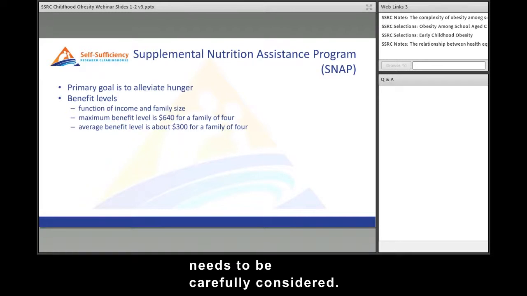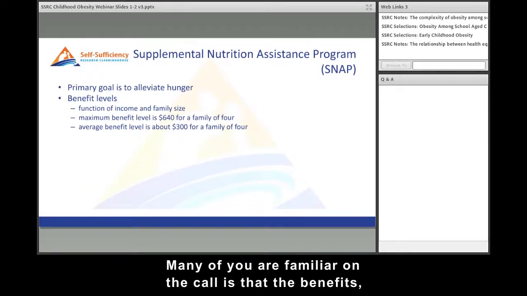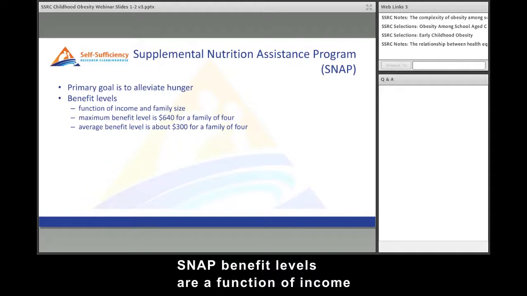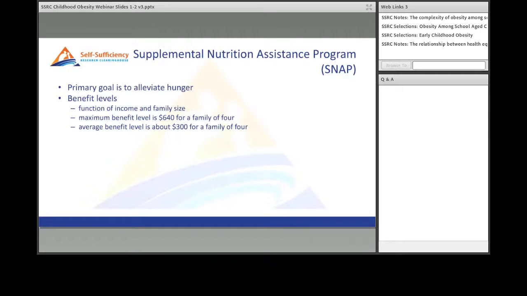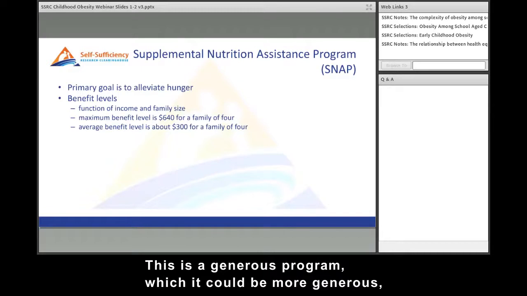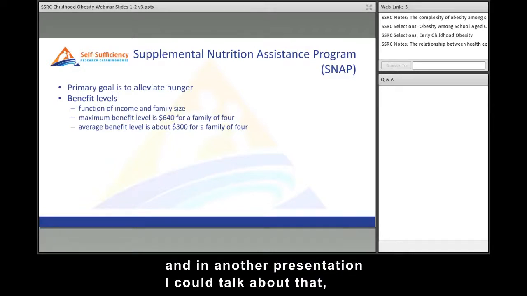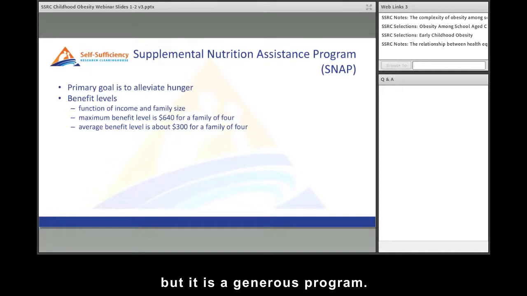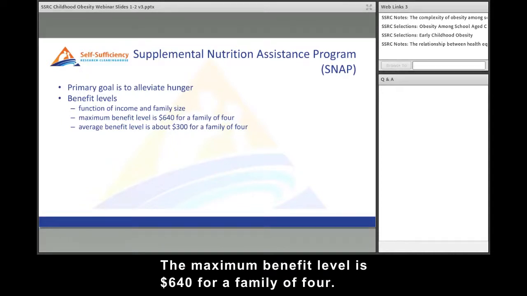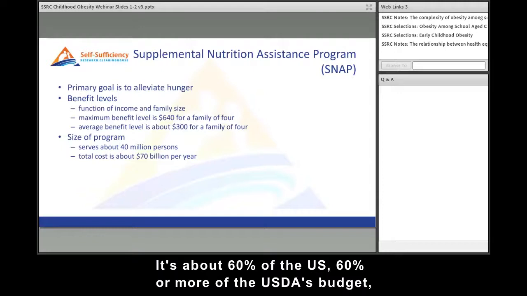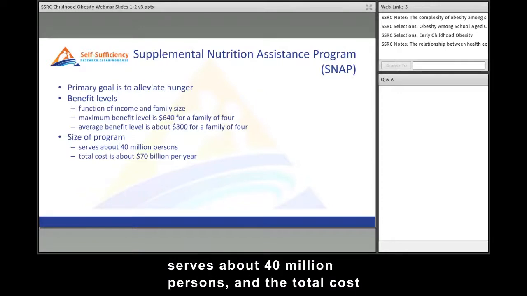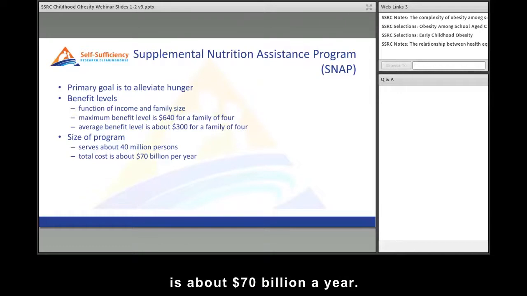Now, many of you on the call are familiar that SNAP benefit levels are a function of income and family size. As people's income increases, their SNAP benefits fall, and as their family size increases, so too do their benefit levels. This is a generous program, though it could be more generous, and in another presentation I could talk about that, but it is a generous program. The maximum benefit level is $640 for a family of 4, so families are getting quite a bit. The other thing about this is that it's a really big program. It's 60% or more of the USDA's budget, serves about 40 million persons, and the total cost is about $70 billion a year.